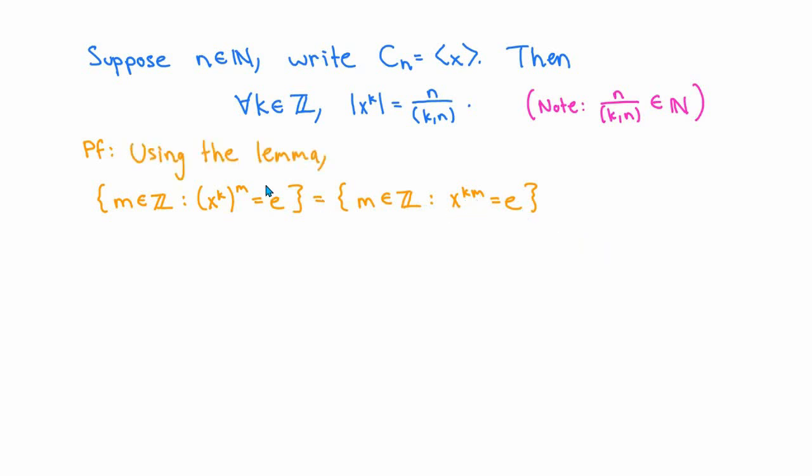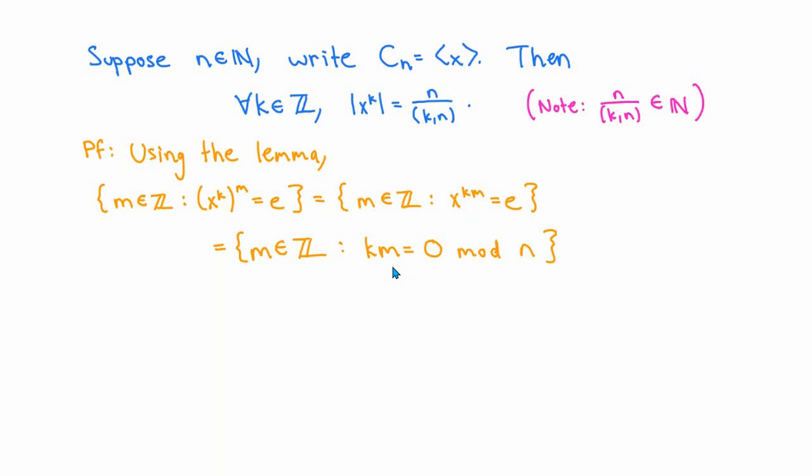But now, using the lemma that we just proved, together with the fact that the order of the element x is n, we have that x to the power km is the identity element if and only if k times m is 0 modulo n. Therefore, this set is the same as the set of all integers m with the property that k times m is 0 modulo n.